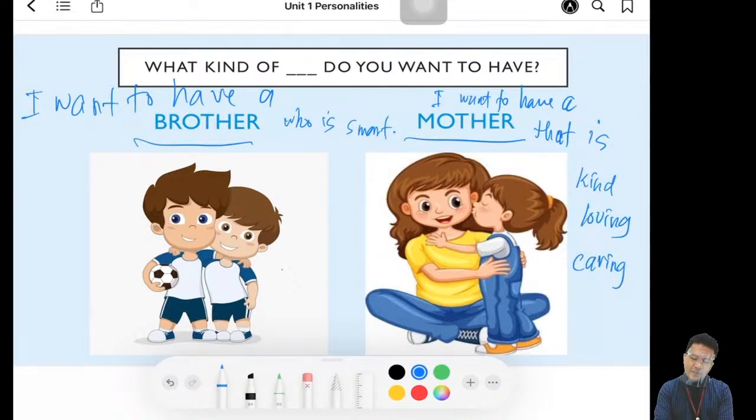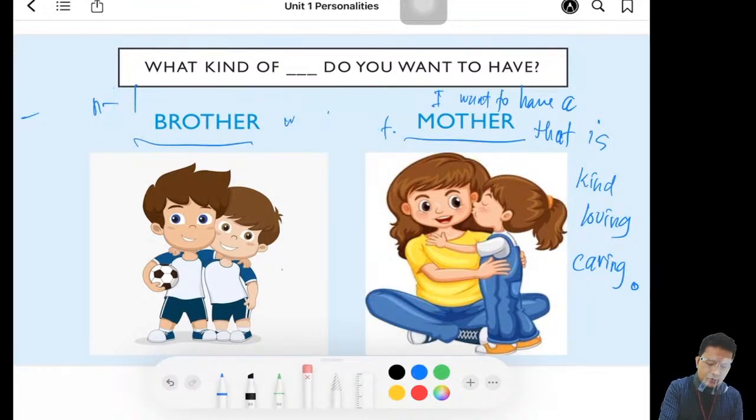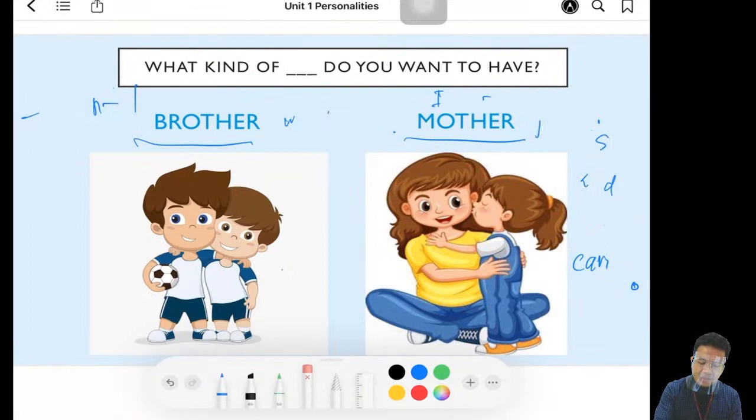Okay, so these are other ways on how you're going to describe your brother, your mother, your father, grandmother, grandfather, or anybody at home, in a public place, in the school, or any relatives that you have. So I hope that you learn how to use these types of personalities when you describe someone. It might be inside the classroom, at home, or in any public places.